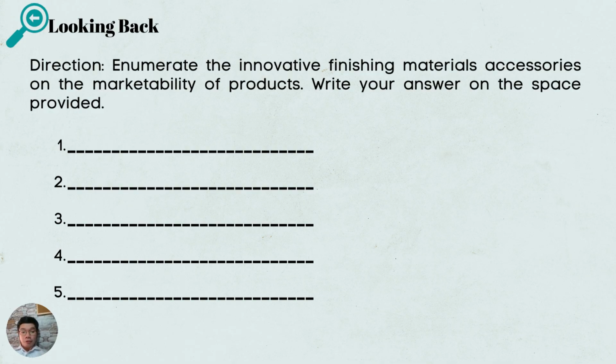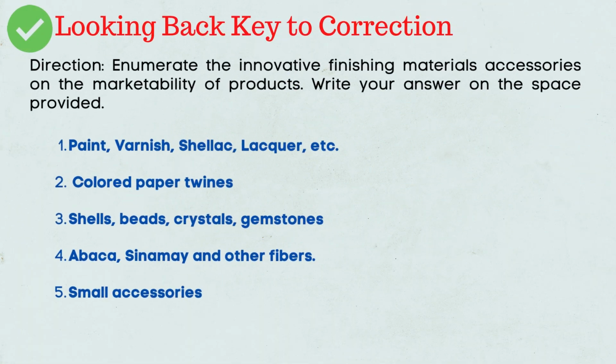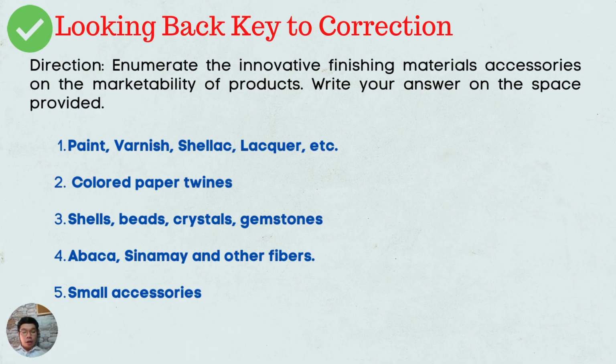Here are the possible answers for this question. We have here paint, varnish, shellac, lacquer, and etc. Your answers can be in any order. Then we also have colored paper, twines. We also have shells, beads, crystals, gemstones. Abaca, ramie, and other fibers. And the last are the small accessories. So those are the materials that can be used in producing or finishing materials.